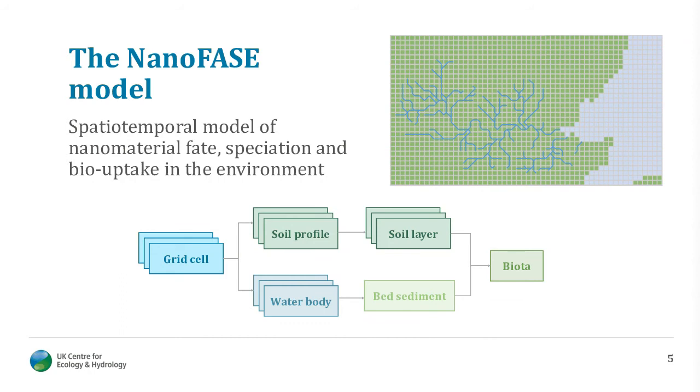As a quick introduction, the nanophase model is a spatiotemporal model of nanomaterial fate, speciation, and biouptake in the environment. And it's spatial, so it represents a geographical region by splitting it up into a number of grid cells. And each of these grid cells can have compartments representing the soil profiles and soil layers, and surface waters, rivers and estuaries in this example. And these surface waters can have bed sediments.